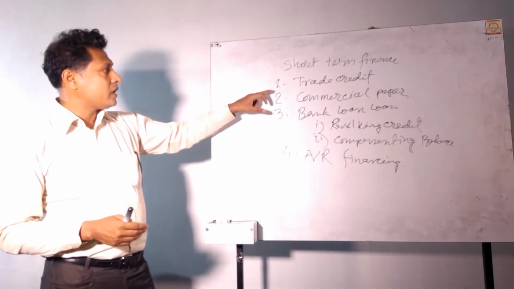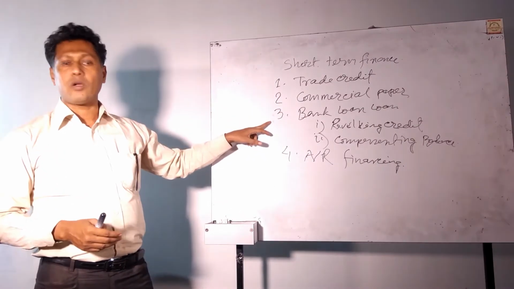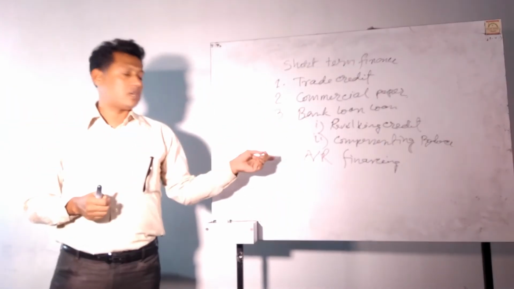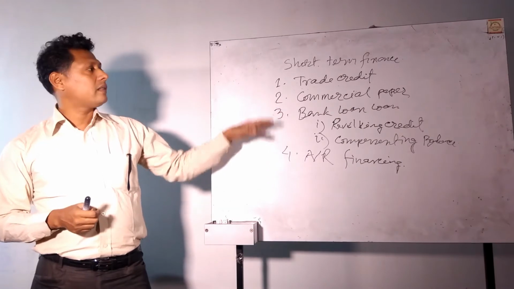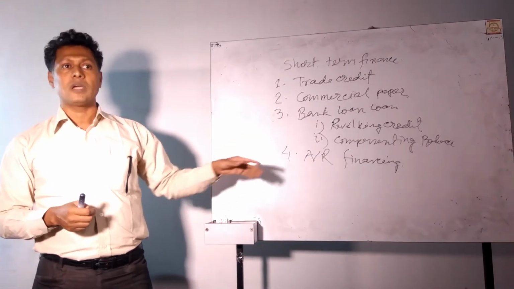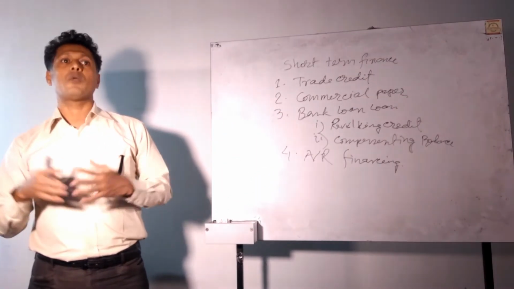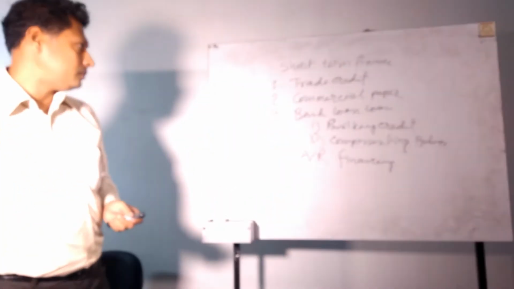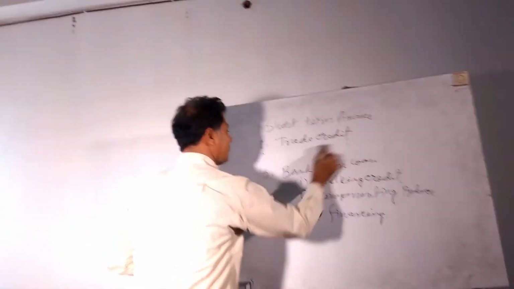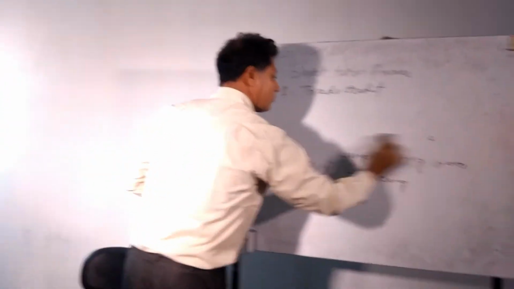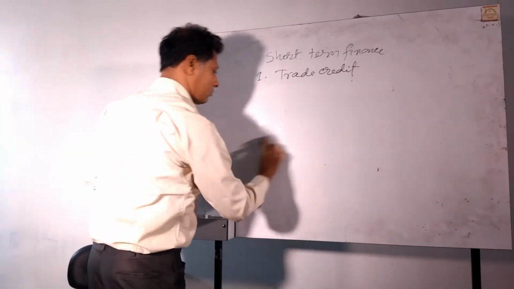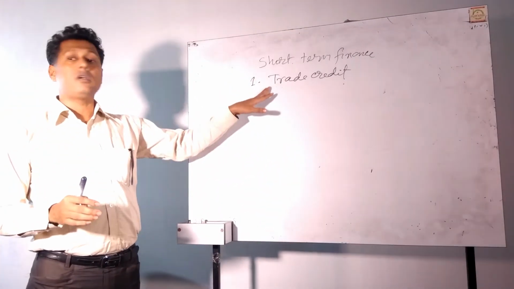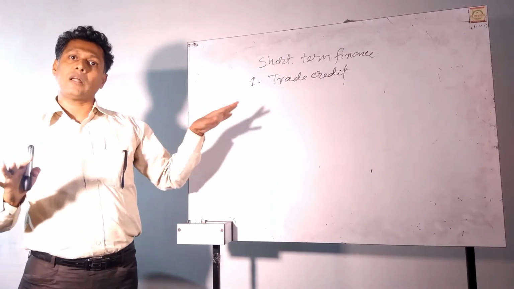The four things you see: trade credit, commercial paper, bank loan. Bank loan has two other types: revolving credit and compensating balance. And the last one is account receivable financing. Some other little problems will appear when you solve the actual problem. Now I will teach you what trade credit is. As this is the first class for BBA, I will teach you only trade credit, nothing more.